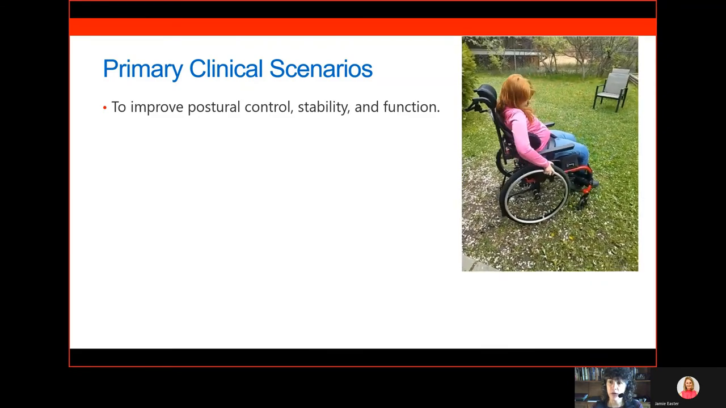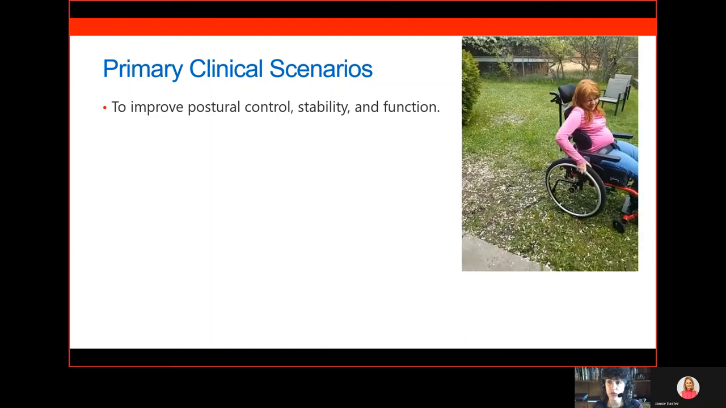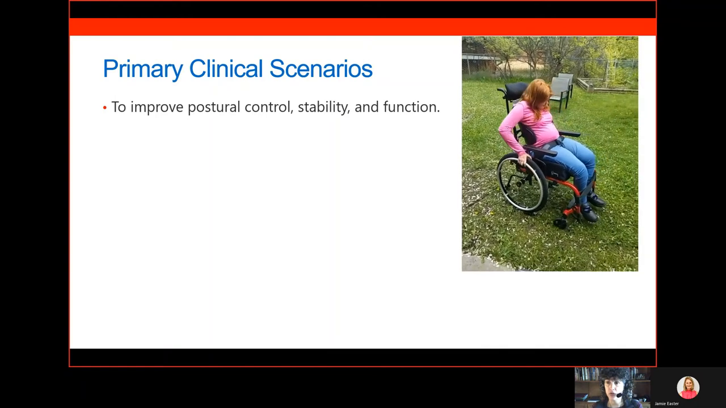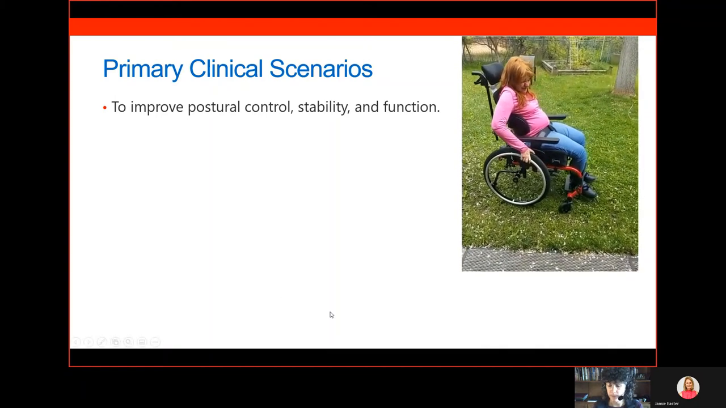Again, from this angle, go ahead and take a look. She often is leaning back, and then she's using that force to assist her to push the wheels as she maneuvers on this varied terrain.